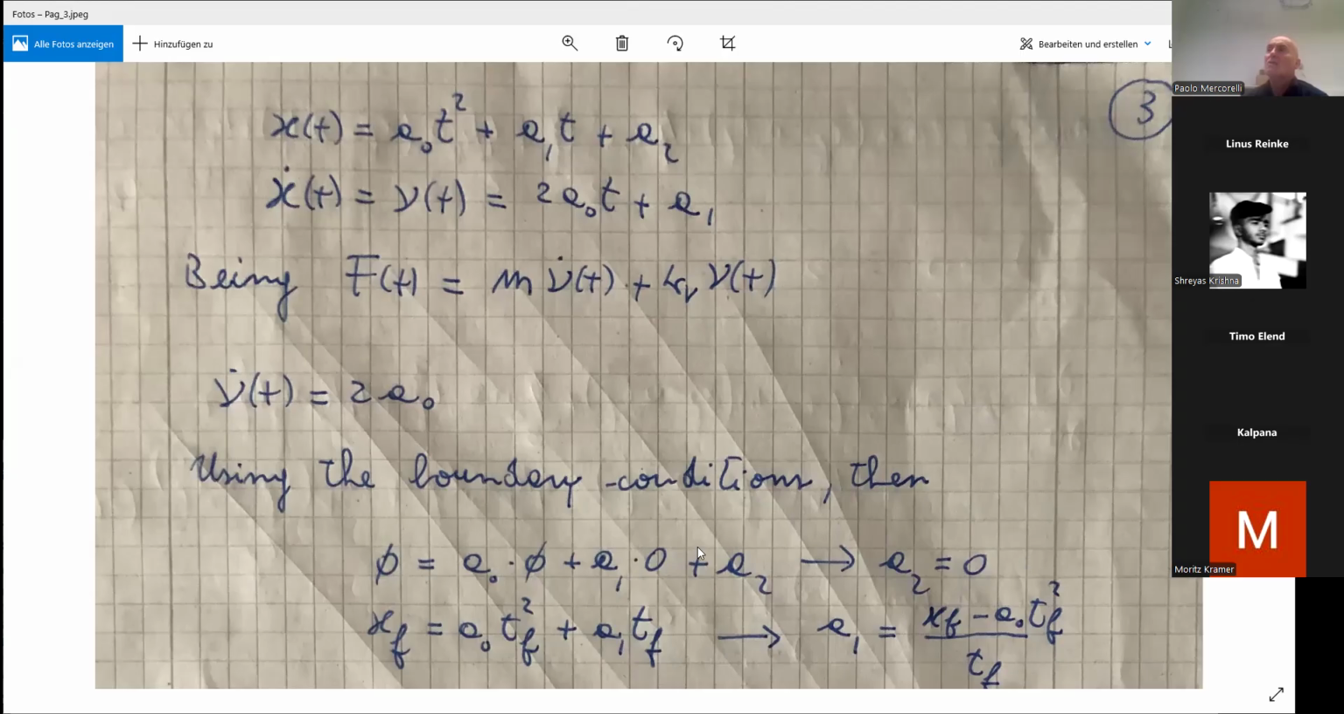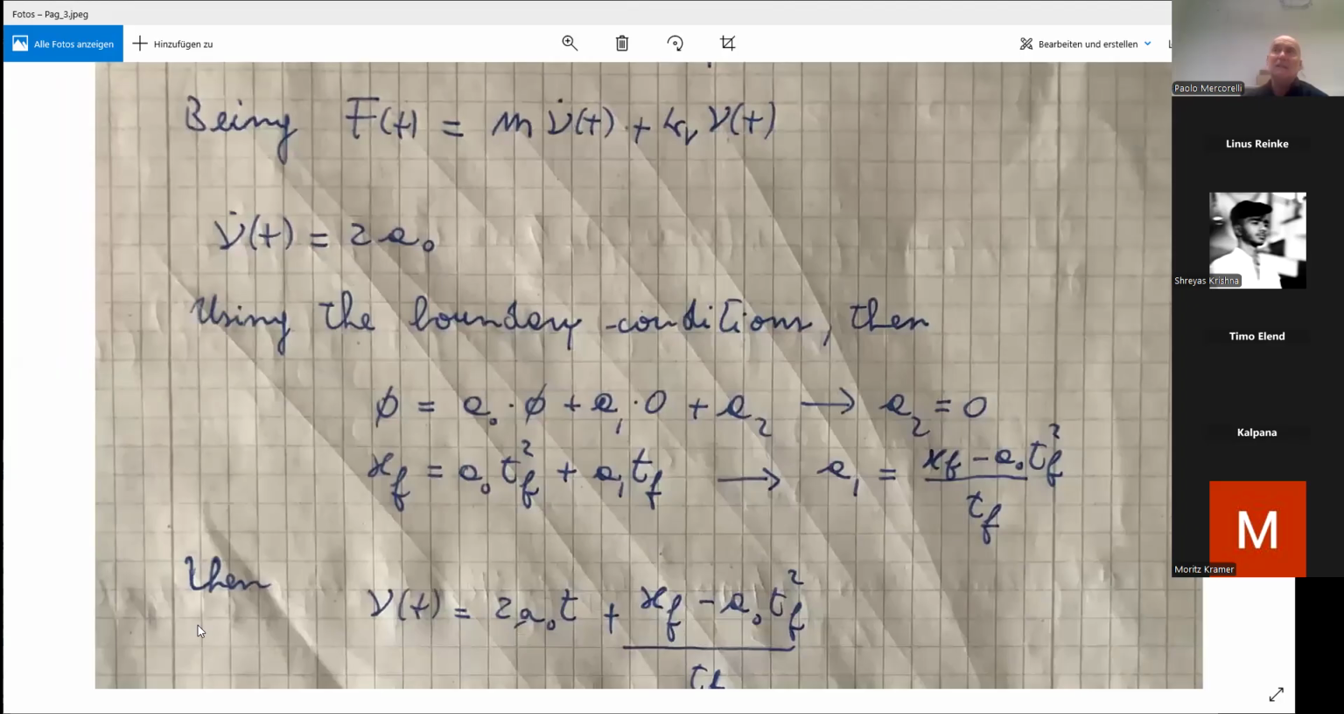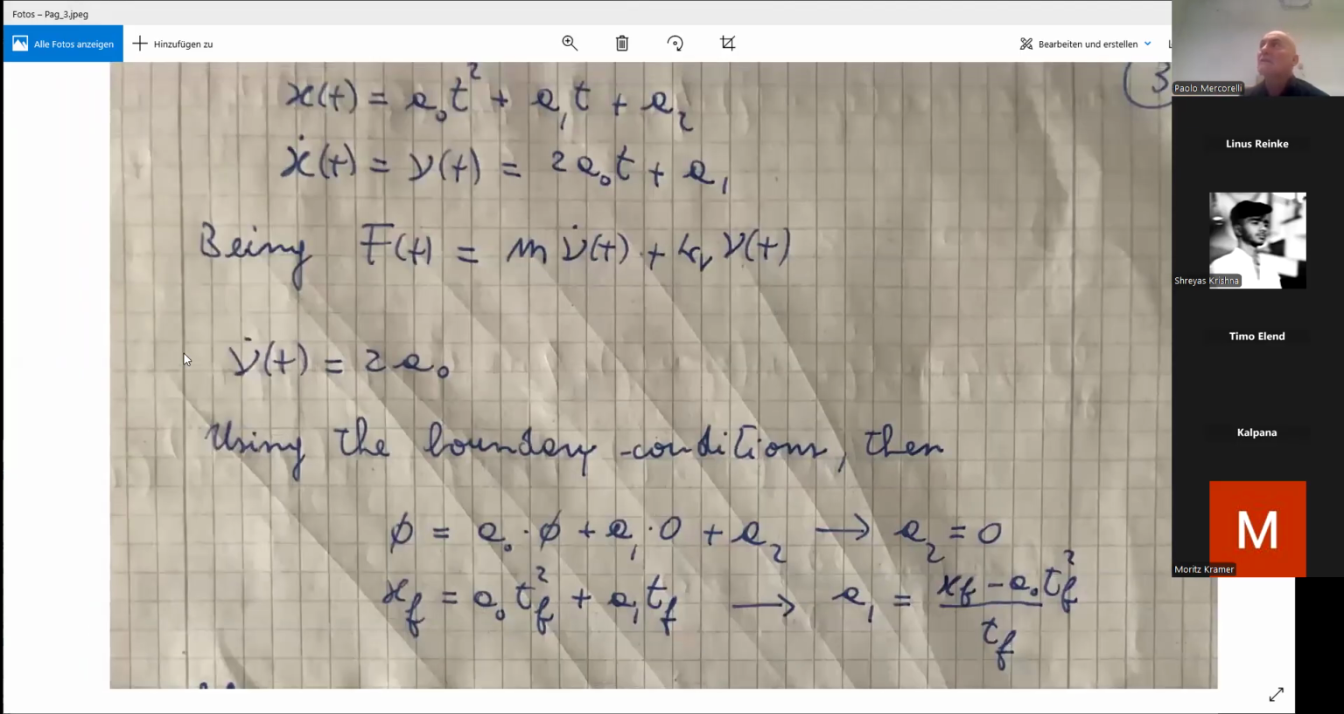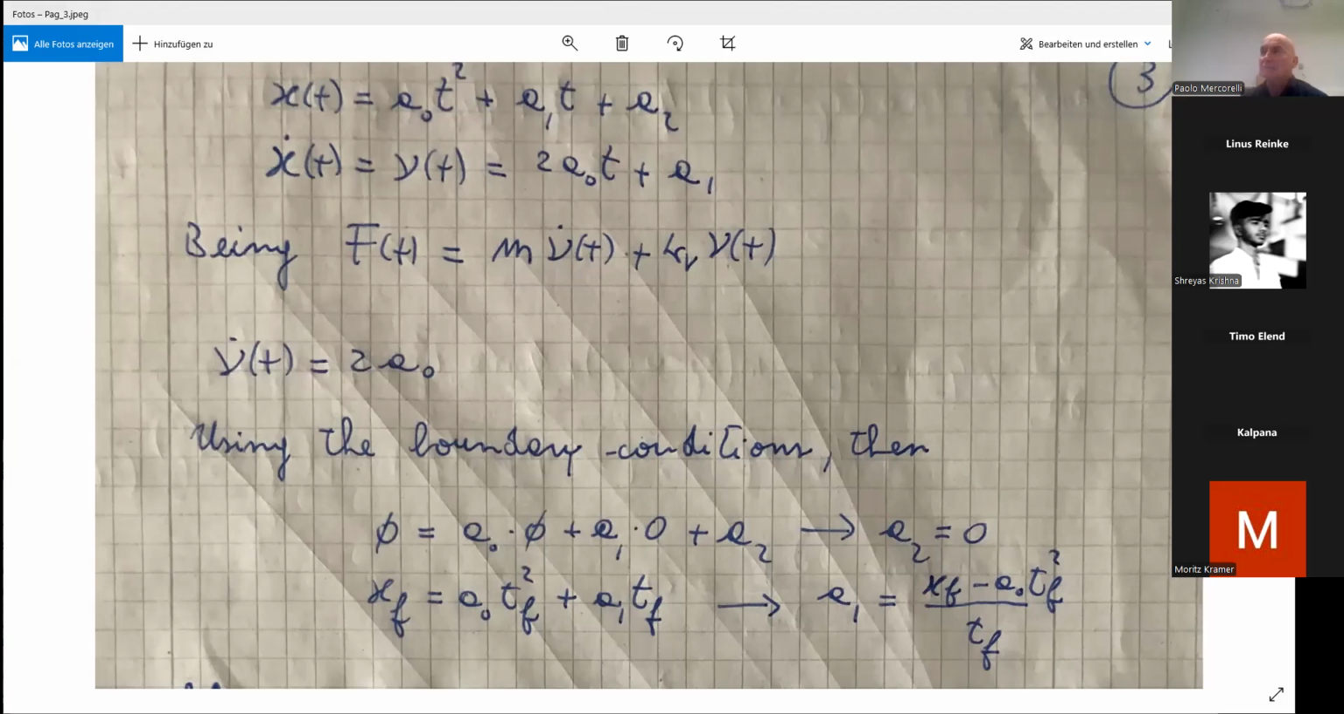Look now at the second boundary condition. Xf, this is in our case 100 kilometers, we can express everything in meters, equals, look at the first equation again, A0 multiplied Tf, which is 1 hour, this means 3,600 seconds squared, plus A1 multiplied 3,600 seconds. A0 is 0, therefore I didn't put it here. This means I can calculate from this equation, A1 as a function of A0. I mean, xf is given, tf is given, A1 is a function of A0.